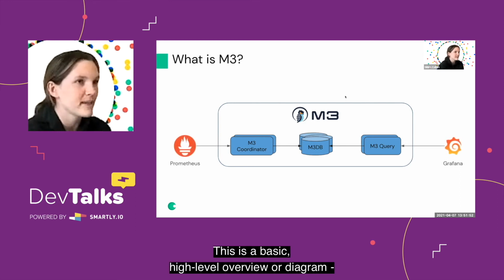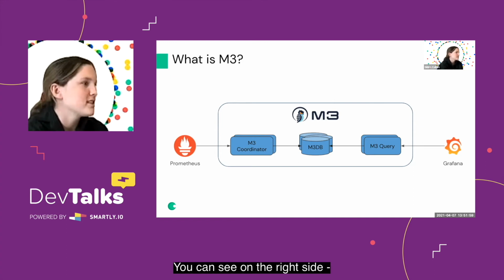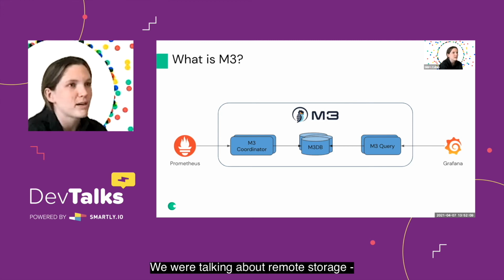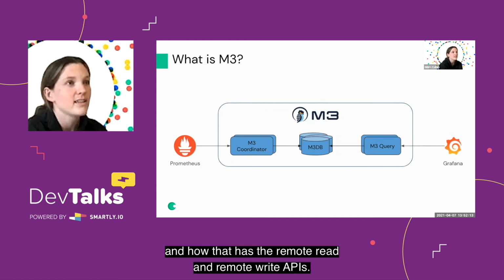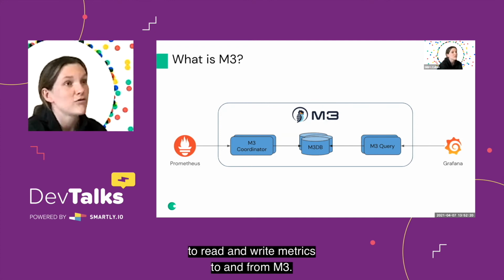So this is a very basic high-level overview or diagram of what M3 would look like from an architecture perspective. On the right side, we have an instance of Prometheus sending in metrics. Back when we were talking about remote storage, that has the remote read and write APIs. So we're going to use the remote read and write APIs to read and write metrics to and from M3.